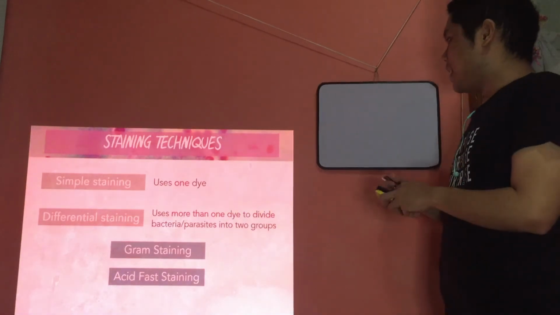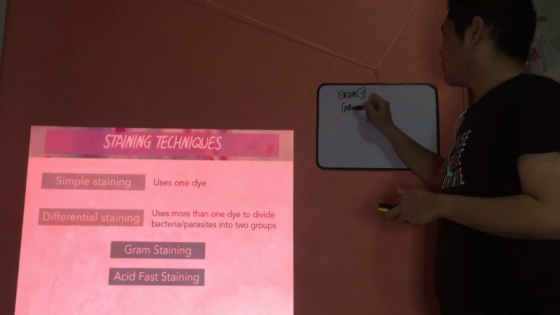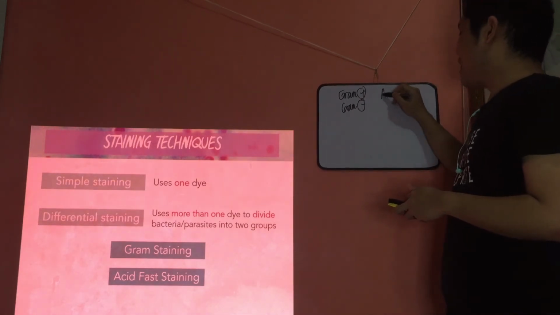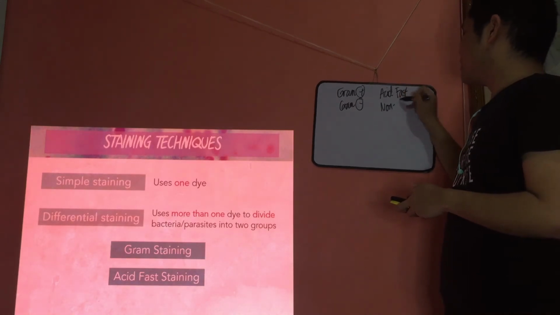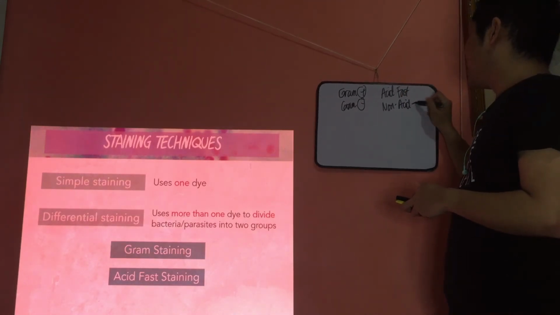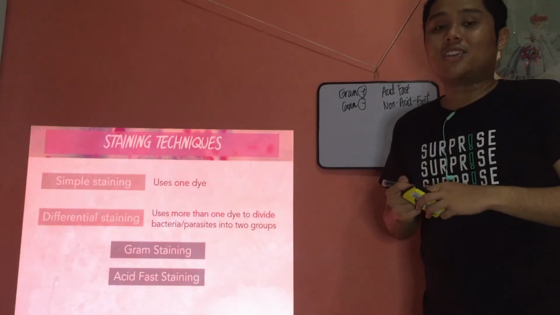Gram staining gives either gram-positive or gram-negative. And for acid-fast, either an acid-fast organism or non-acid-fast. We'll discuss acid-fast later, along with the different methods of staining for parasites.